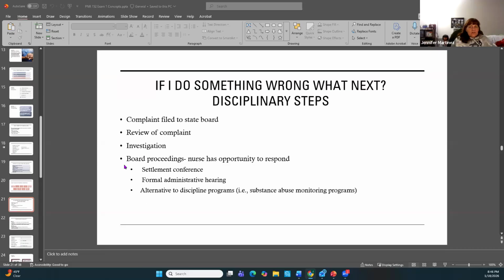And then they go to the board proceedings. During the board proceedings, this is where the nurse can respond to the allegations against them. Once the nurse has responded, there are different things that can happen. They can do a settlement conference, they can progress to a formal administrative hearing, or they may do an alternative to discipline program. So if it was alcohol or drug related, they may do a substance abuse monitoring program.